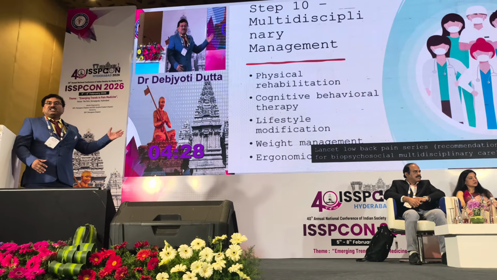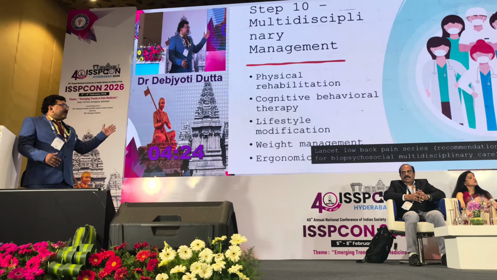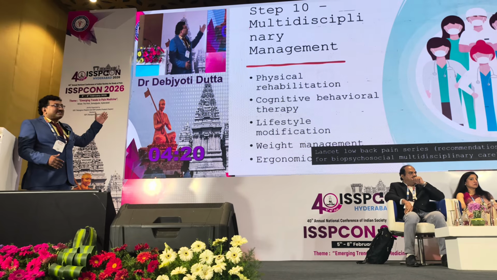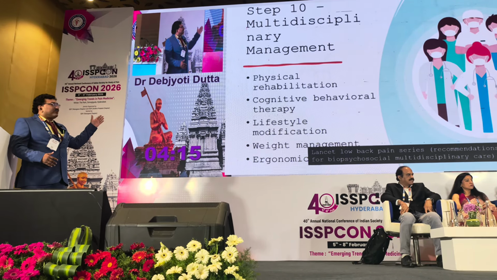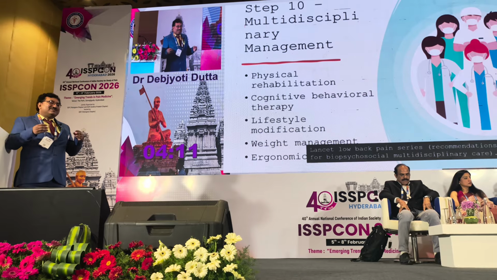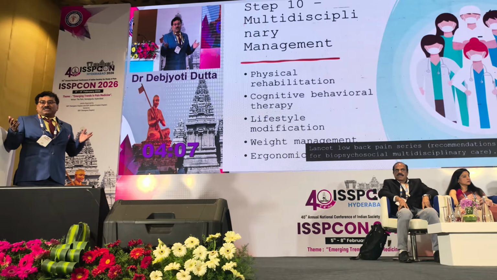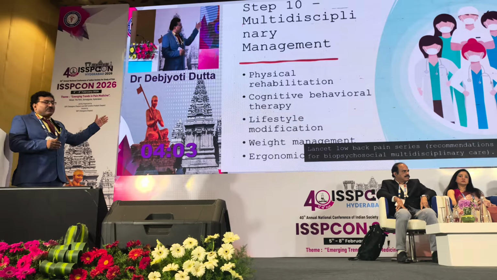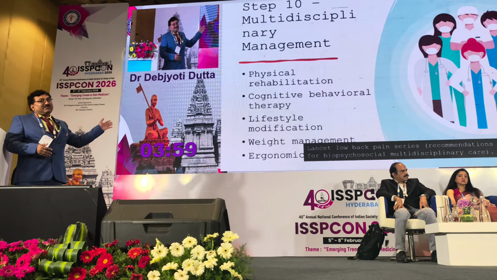So this multidisciplinary approach ideally is to be used even before that, especially in the conservative management part as well. So physical rehabilitation should be started, and sometimes we also require cognitive behavioral therapy. Though it sounds very good, finding a CBT physician or therapist is very, very difficult, that we know. So in those cases, we can follow the others like lifestyle modification, weight management, ergonomics. These are very, very essential.